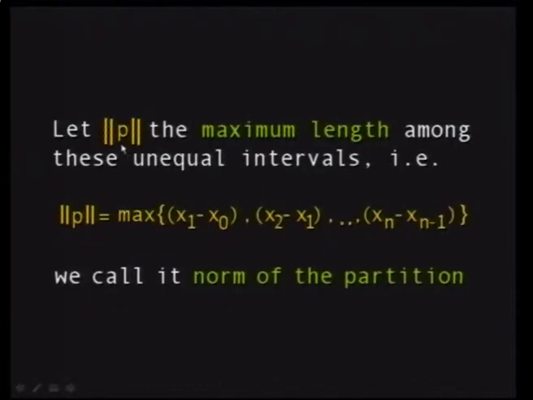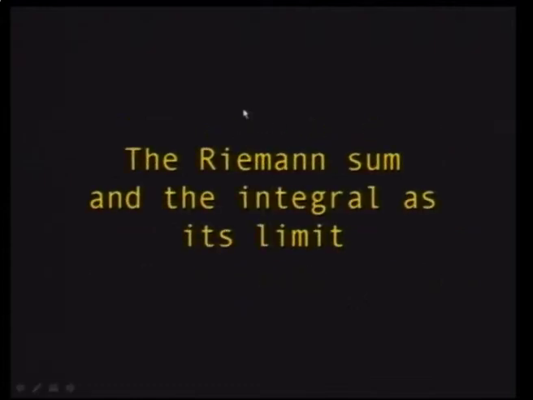And what he called the norm of the partition is the maximum length, in other words, the maximum difference between x1 and x0, or x2 and x1. When this norm of the partition tends to 0, it means that all the partitions tend to 0, and then the limit becomes equal to your definite integral. So here now is born the Riemann sum and the definite integral.